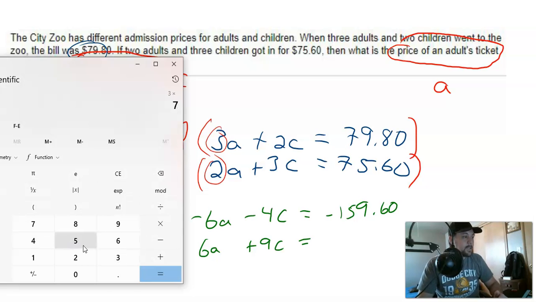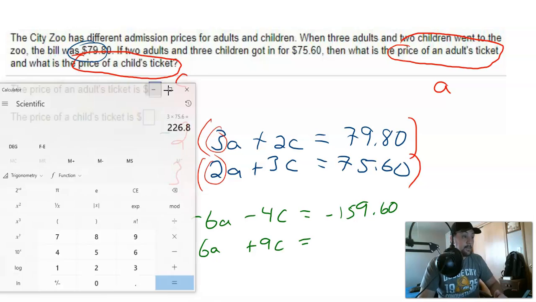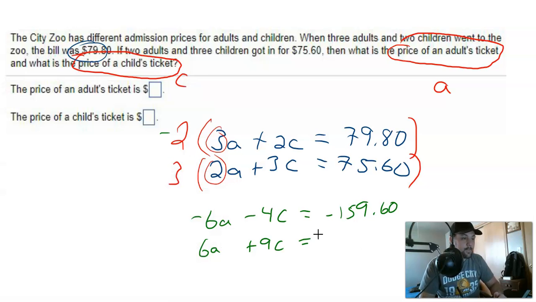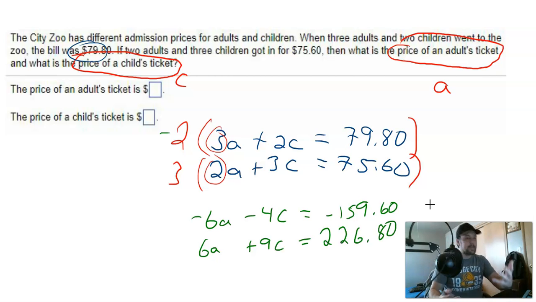times 75.60. It's going to be 226.80. So let's see if I can remember that. 226. It's funny how random numbers might be harder to remember, but when it's money, for some reason it just seems easier to remember.